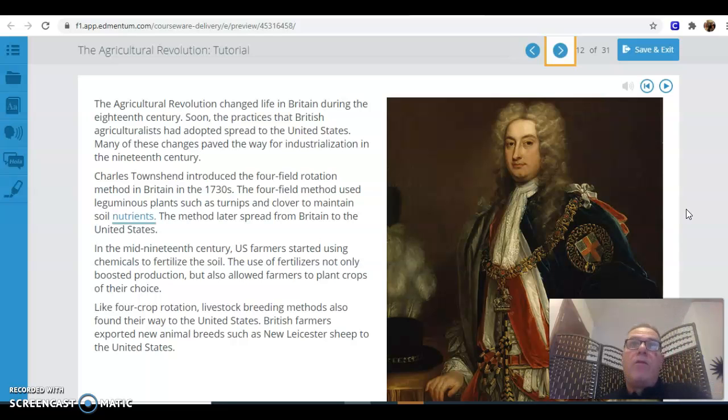Cotton is horrible for the soil. It takes just all the nutrients out. He would rotate crops. Now in England they didn't grow cotton, but the United States, this idea found its way to the United States. And also livestock breeding methods came into play. And this was mostly in breeding livestock for meat.